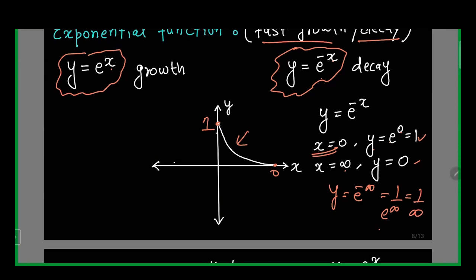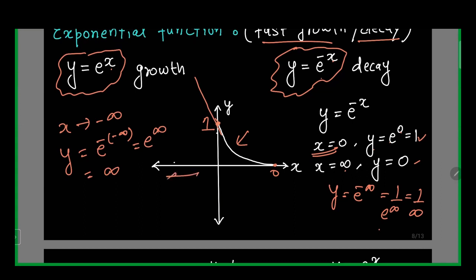If I extend this graph on the negative side, it will be like this. Why is it like this? Because if you put x equals minus infinity, then what is your y? e raised to infinity, which is infinity. So if you take your x as minus infinity, your y will go to infinity. So this is what is happening in my graph.